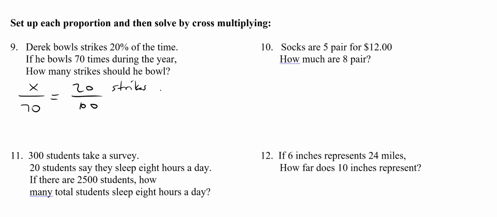Okay, so then you cross multiply. 100x equals 1400. Divided by 100. So x comes out to be 14.